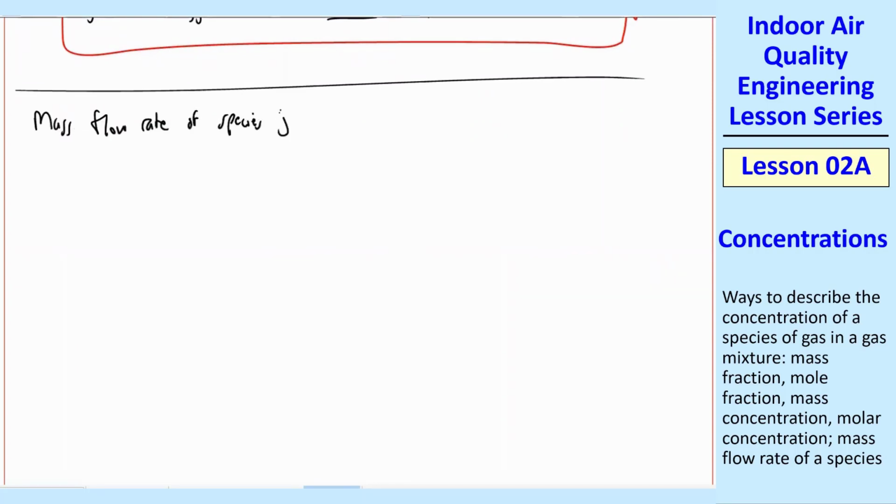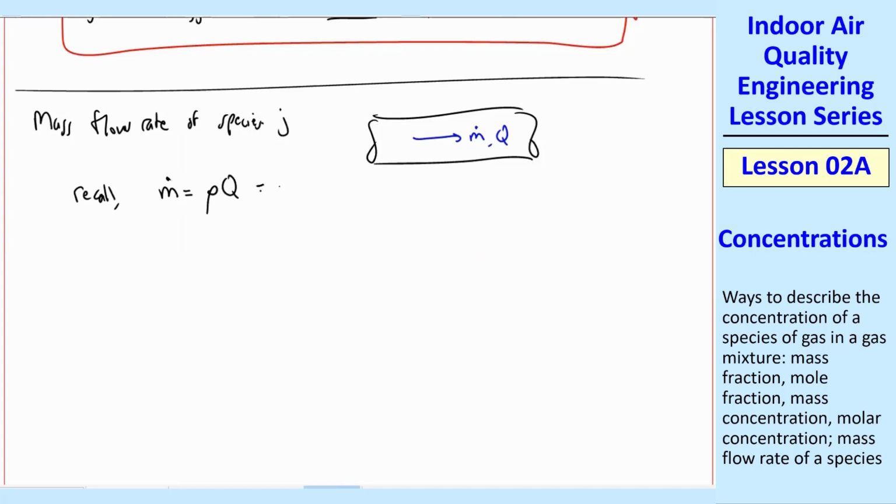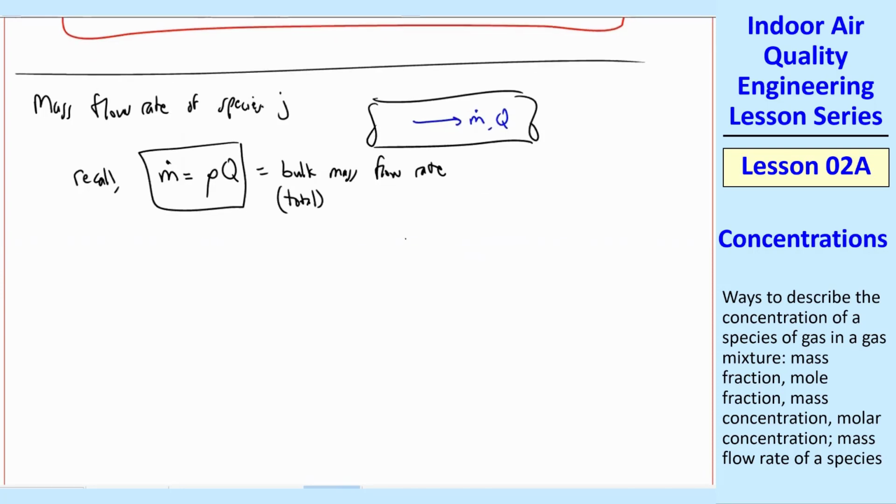We already talked about bulk mass flow rate, and so we're talking about flow through some kind of a duct. So here's a duct, and we have some bulk mass flow rate m dot, or a bulk volume flow rate Q. You should recall then for the bulk, m dot is rho Q, and this is the bulk mass flow rate through the duct, or the total mass flow rate through the duct. That includes all species. Typically, again, it's air plus one or more contaminants or air pollutants.